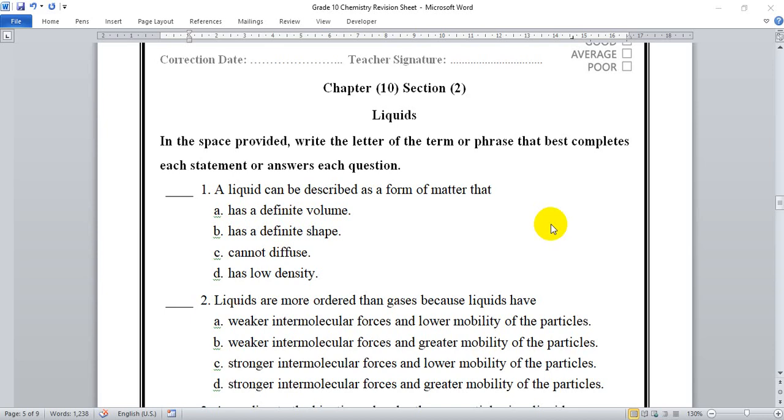Today we'll review chapter 10, section 2. In the space provided, write the letter of the term or phrase that best completes each statement or answers each question. A liquid can be described as a form of matter that has a definite volume, has a definite shape, cannot diffuse, or has low density. A liquid can be described as a form of matter that has a definite volume at the same temperature.